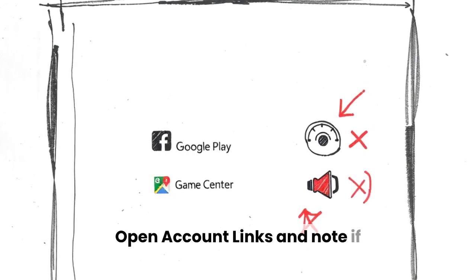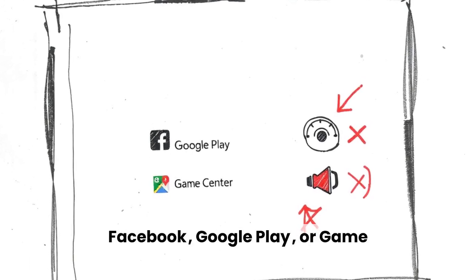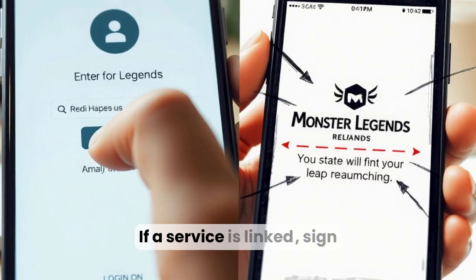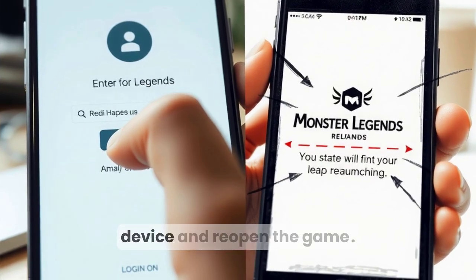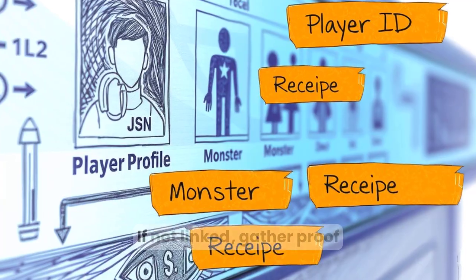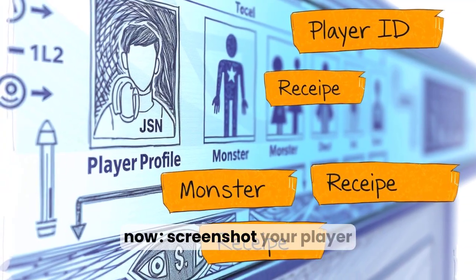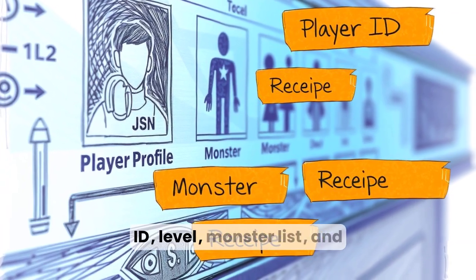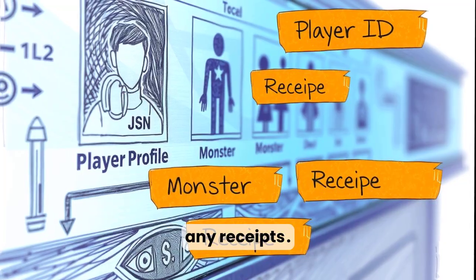Open account links and note if Facebook, Google Play, or Game Center is connected. If a service is linked, sign into that account on your device and reopen the game. If not linked, gather proof now. Screenshot your player ID, level, monster list, and any receipts.